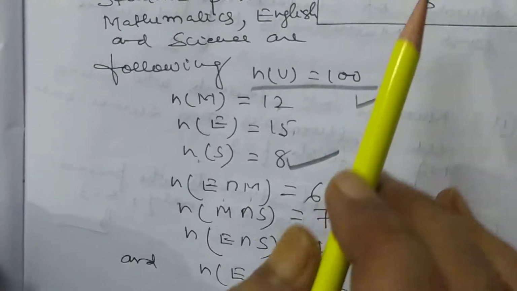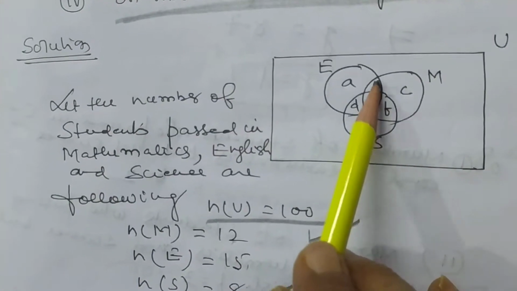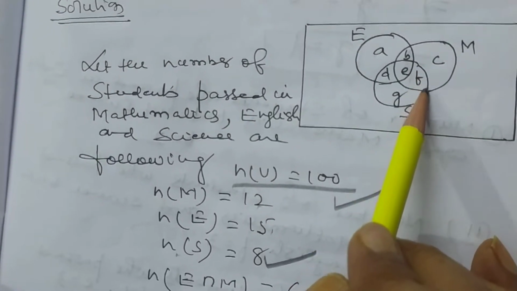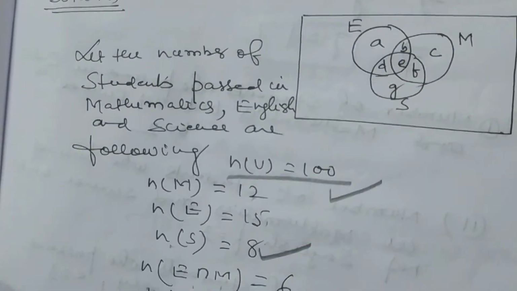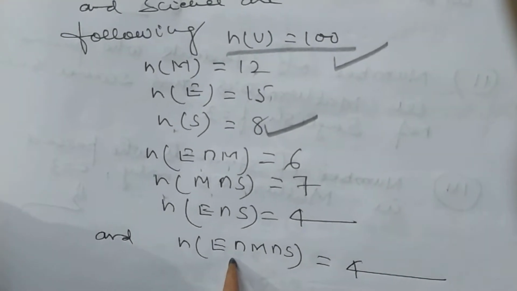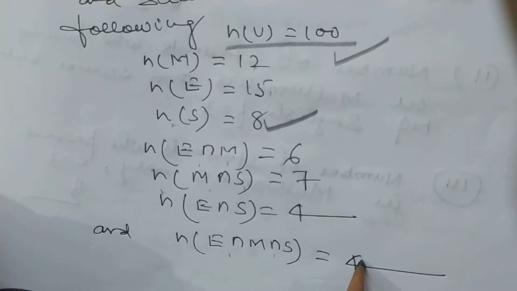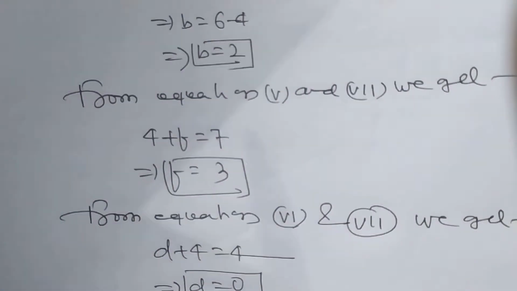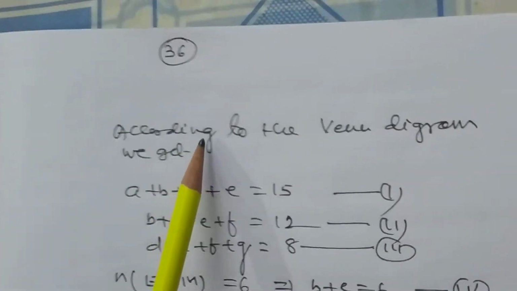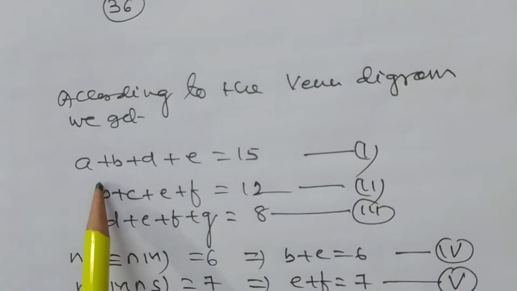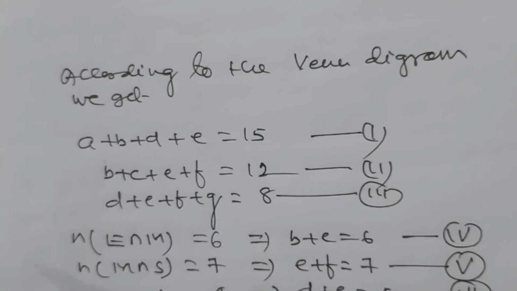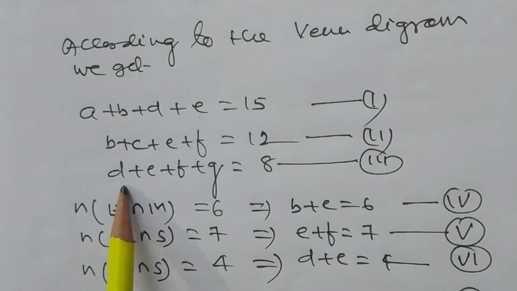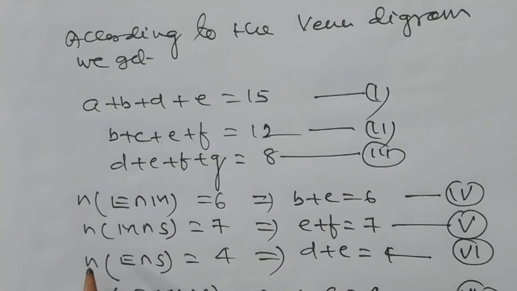Cardinal number of E intersection M, that is 6, B plus E. Cardinal number of M intersection S, this portion, E plus F. Cardinal number of E intersection M intersection S is equal to 4, this portion, E. So now, my dear students, according to the Venn diagram, we get A plus B plus D plus E is equal to 15. B plus C plus E plus F is equal to 12. D plus E plus F plus G is equal to 8.